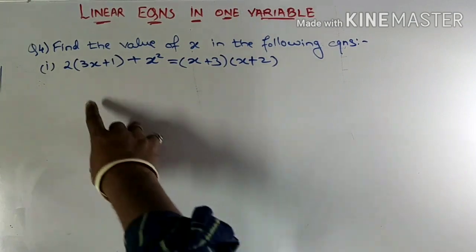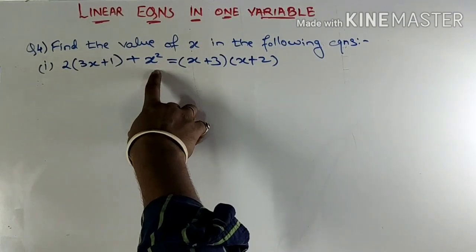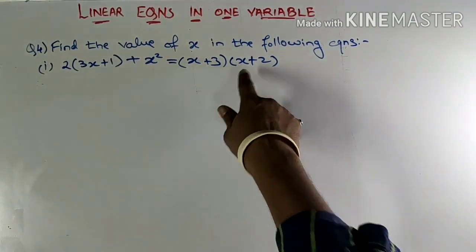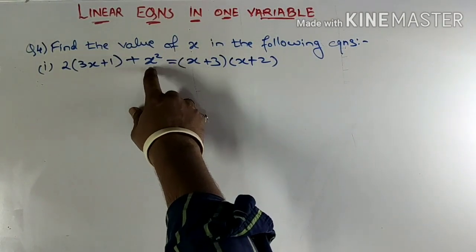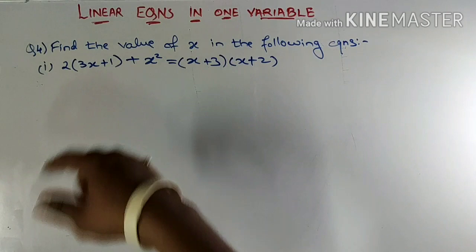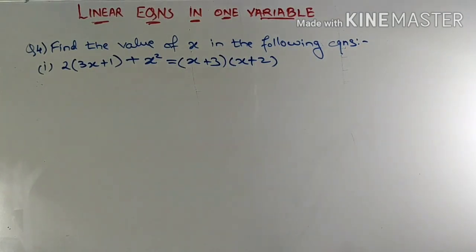So the first one is 2 into (3x plus 1) plus x square is equal to (x plus 3) into (x plus 2). Now do not get scared with what, oh, x square, how did the degree become 2? Since it is beyond the scope of your syllabus as well as this video, we are doing only linear equations in one variable. So it's linear, hence the power should be 1. So don't get scared. The first thing is, try and think of all the mathematical knowledge that you have and apply it.